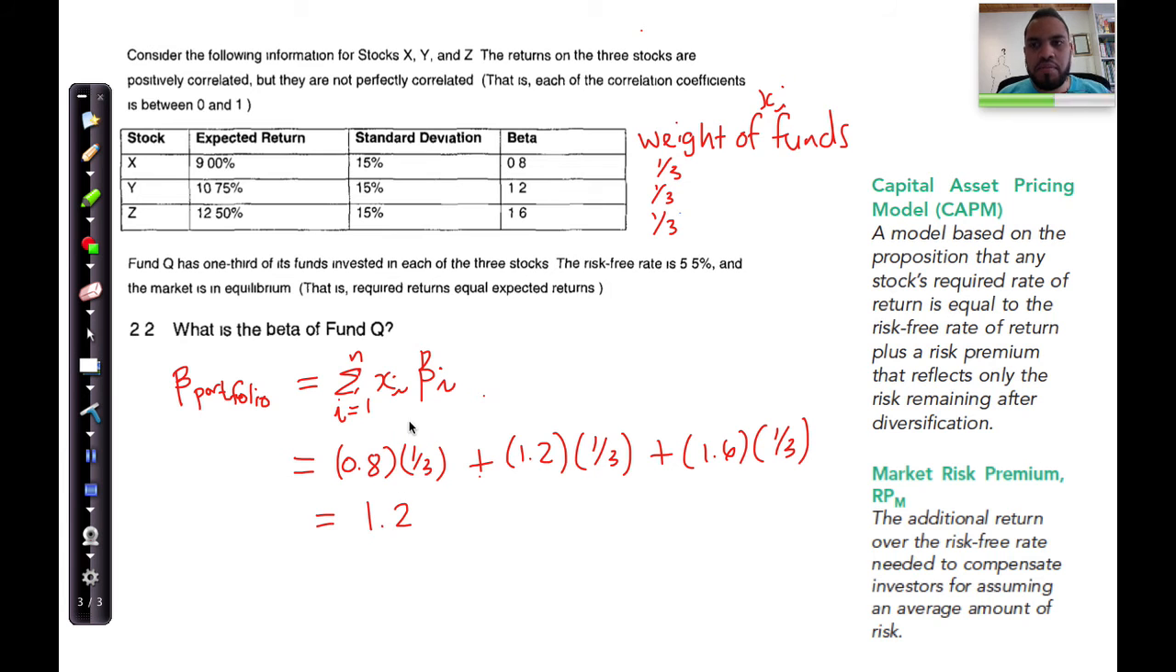So this says we basically have 1.2 times as much systematic risk for our entire portfolio. Okay, and that's question 2.2 for 3 marks.